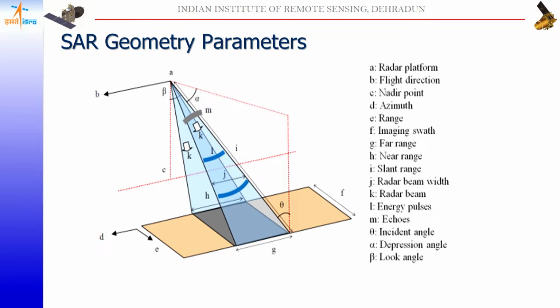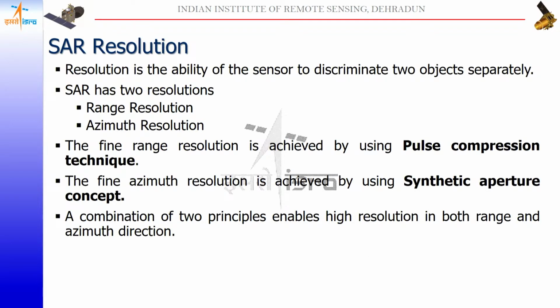Basically we have two resolutions in SAR. Normally in an optical image we consider a single resolution, either across track or along track. But in case of SAR, we have two resolutions: one in the range direction, which is the x direction or cross track direction, and another called the azimuth resolution, which is in the flight direction, or we can say the y direction.